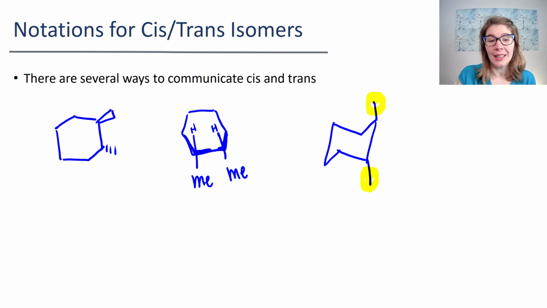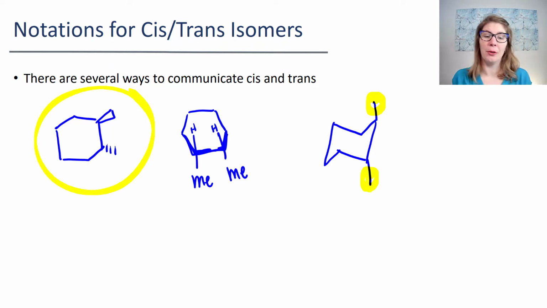If you're in my class, this is my preferred route. I think that students do best illustrating whether or not an isomer is cis and trans if we're in that planar ring and we use wedges and dashes. But I need you to be mentally prepared to see any of these notations because they can be used interchangeably.